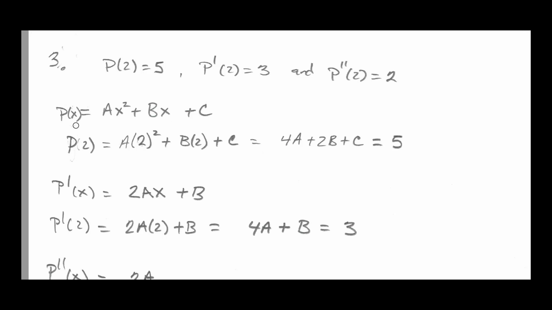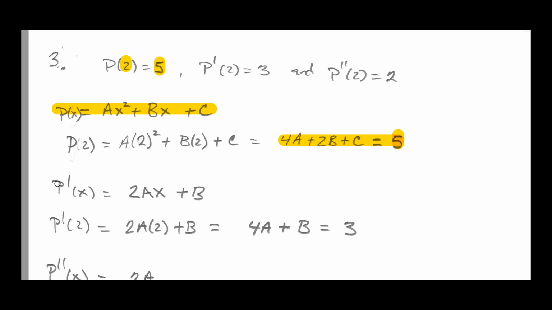So the first thing that I did was write down the general form of a polynomial: ax squared plus bx plus c. Then I plugged in the value that we were given of x equals 2 into our polynomial. So I have a times 2 squared plus b times 2 plus c, that's 4a plus 2b plus c, and we're told that when I plug in 2, I get out 5. So now I have this equation, 4a plus 2b plus c equals 5.